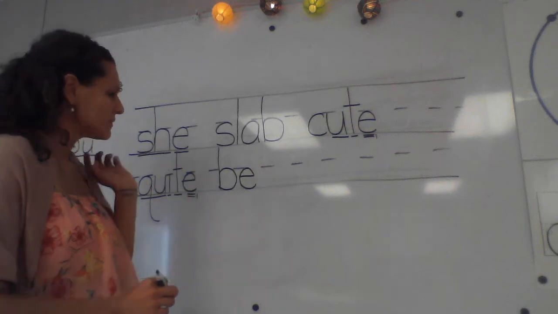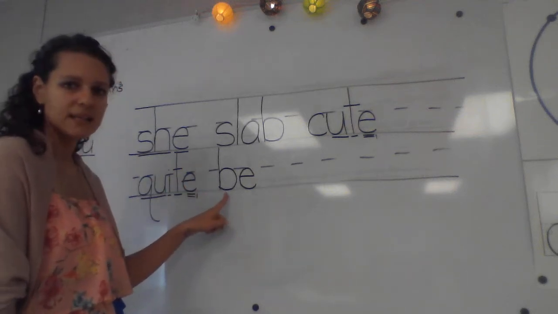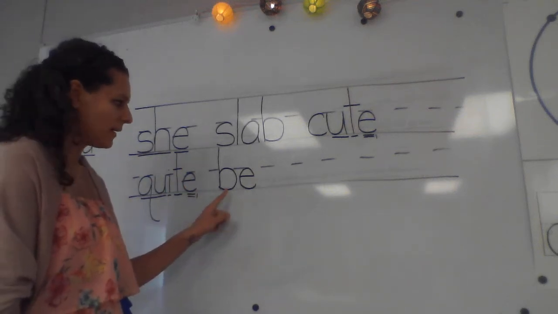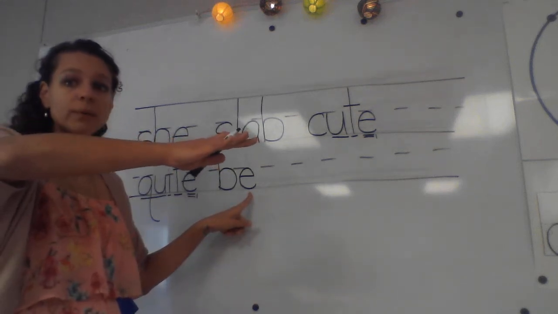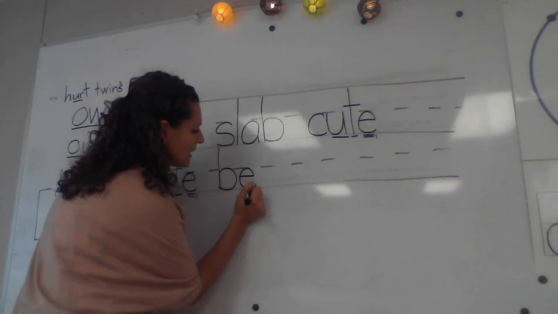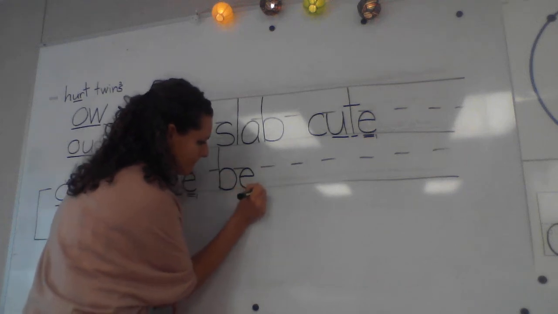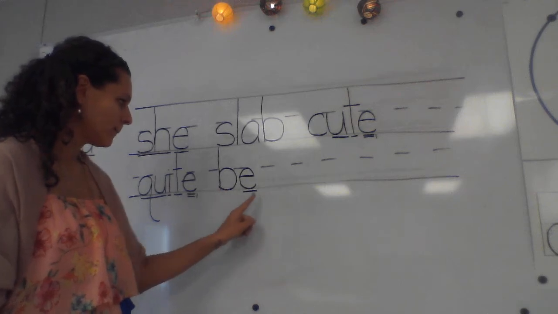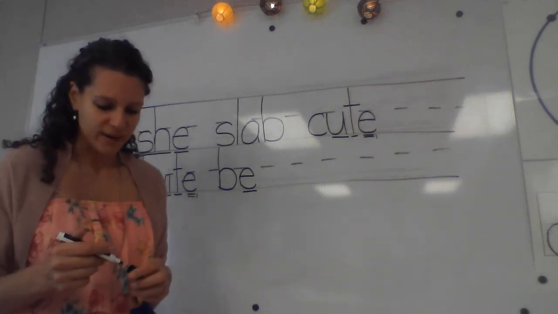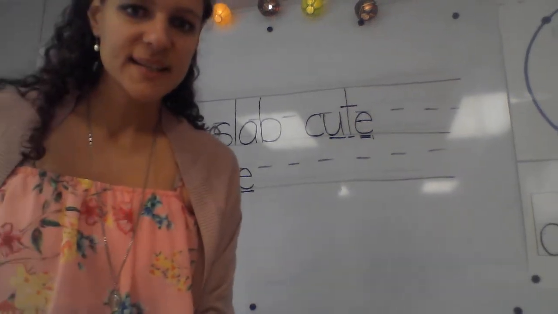All right, so let's see how to mark it. Does this need a marking? No, but how about this one? Excellent, it's an open syllable, so our vowel is saying its name and we need to underline it. All right, now let's read our word. All right, excellent work today, class.